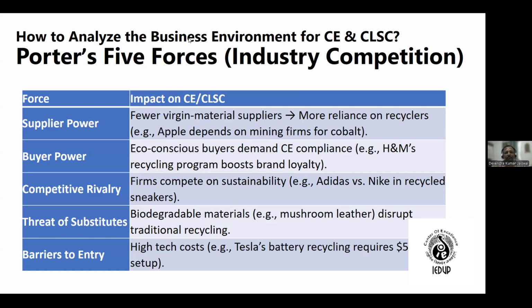Competitive rivalry between the two firms. Here they have taken the example of Adidas and Nike. So they are talking of whether we can have a shoe which is recycled. Maybe we are talking of a shoe which, if it is made out of leather, means that a lot of chemicals have been used.